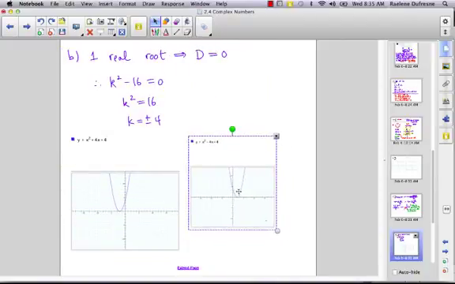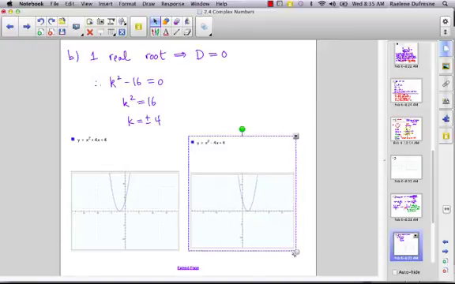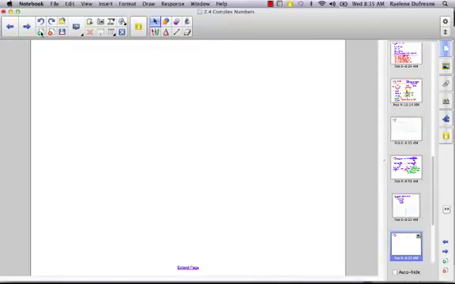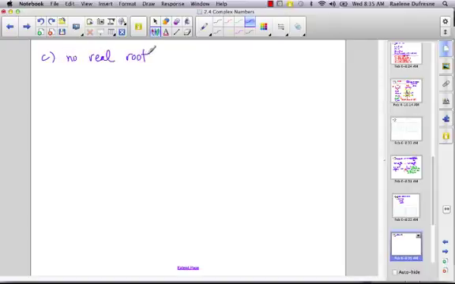Lastly, we're going to take a look at the case where we have no real roots. In other words, we want to have our concave up parabola with a vertex that is higher than the x-axis, so that the graph does not intersect the x-axis. So the last case, we don't want to have any x-intercepts, so no real roots corresponds to no x-intercepts of the graph y equals x squared plus kx plus 4.